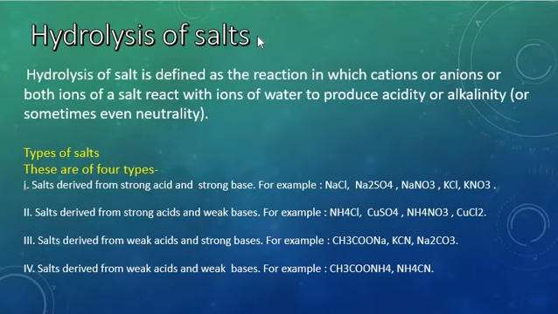So we can say here, hydrolysis of a salt is defined as the reaction in which cations or anions or both ions of the salt react with ions of water to produce acidity or alkalinity or sometimes neutrality also. Right. So hydrolysis of salt is the reaction where the cations or anions coming from the salt will react with the ions, that is hydrogen ion or hydroxyl ion coming from water, to produce acidity or basicity or sometimes neutrality in the solution.